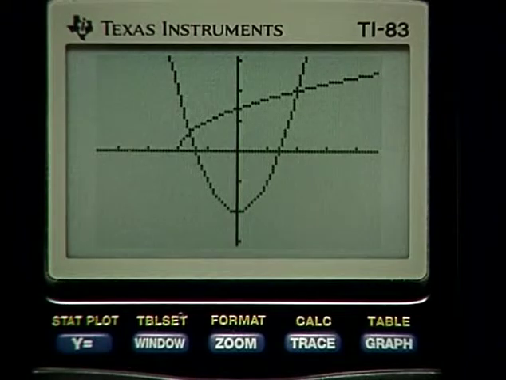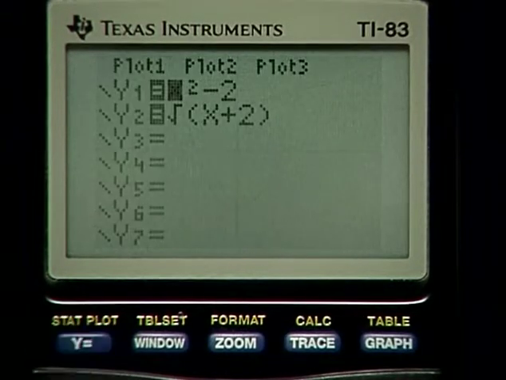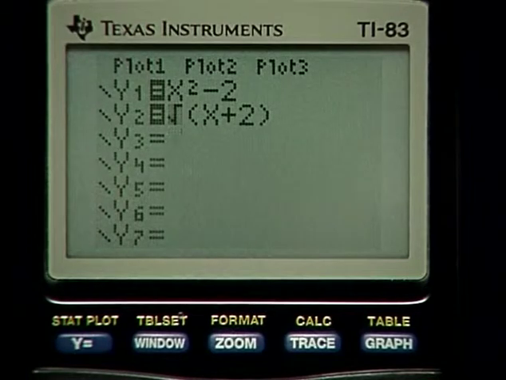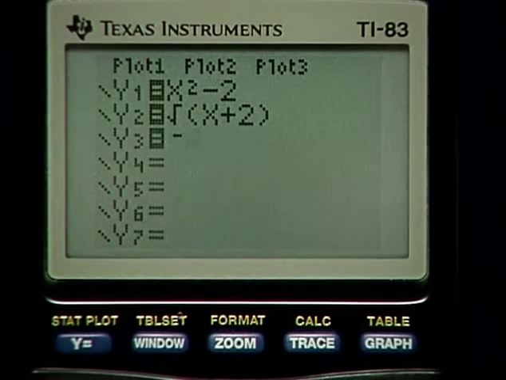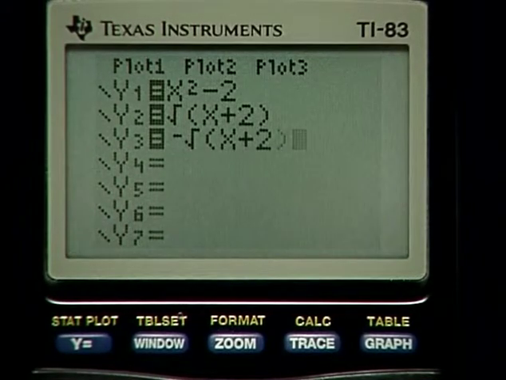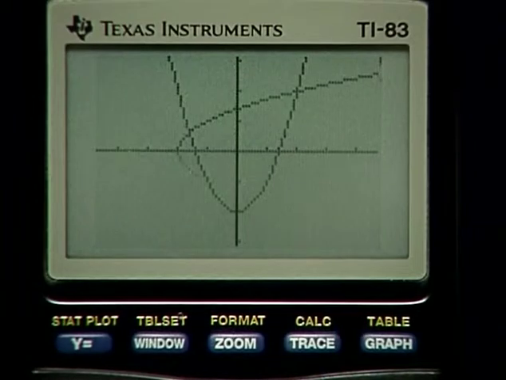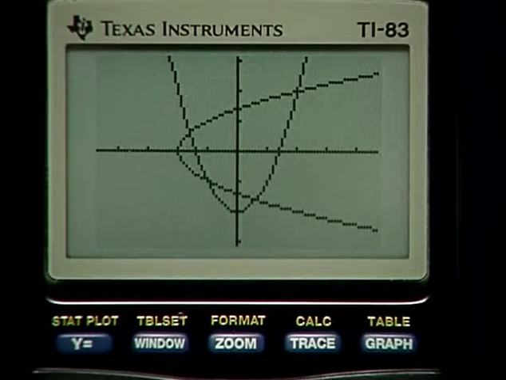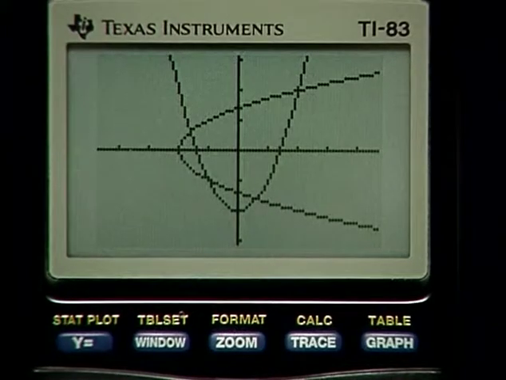All right, now the other one will complete the graph of the inverse relationship, and it is the negative of the square root of x plus 2. And here's the other graph that will form that complete inverse relationship, but not an inverse function.